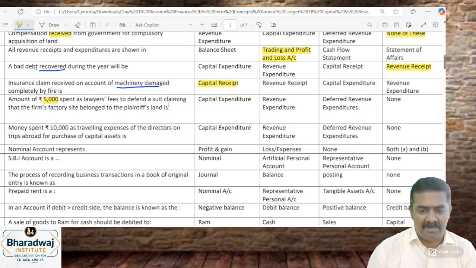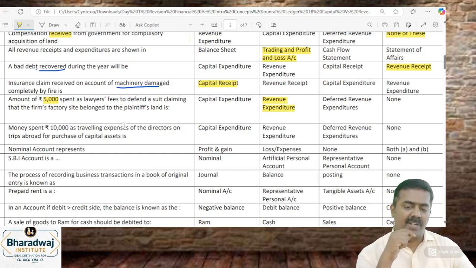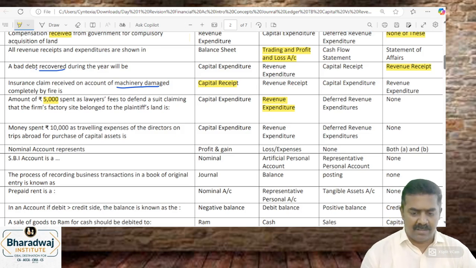Maintenance expense. Which expenditure? Revenue expenditure. We are not spending this money to buy the land. We are spending this money for what? Keeping the land in our control.